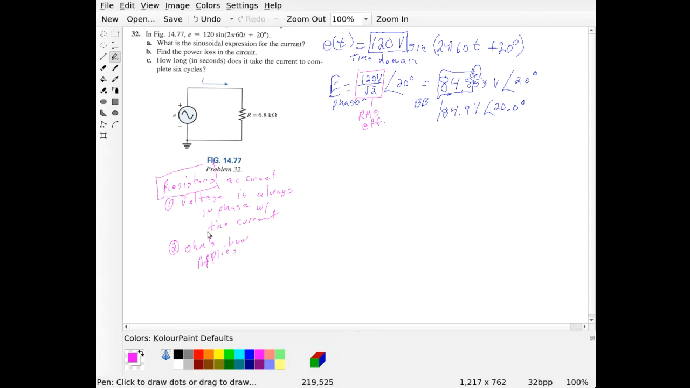When we do Ohm's law in DC circuits, remember, Ohm's law stated that the DC current I is equal to the DC voltage divided by the resistance. So in AC, we're using phasors, so it would be I with an underscore is equal to E divided by Z, which, remember, Z is the impedance.